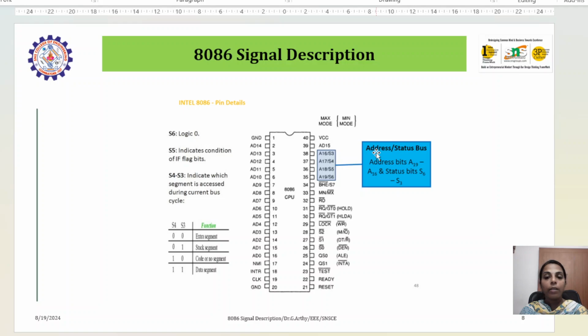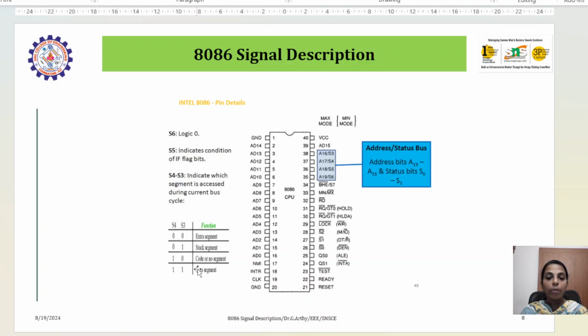Then we have the address bits and status bits. Here you see the address pins 16, that is AD0 to AD15. They act as address and data buses. That is why it was mentioned as AD, right? Address and data buses. And if you see here, these buses act as address buses or status buses, right? Right here we have the status buses, so it acts as status buses.